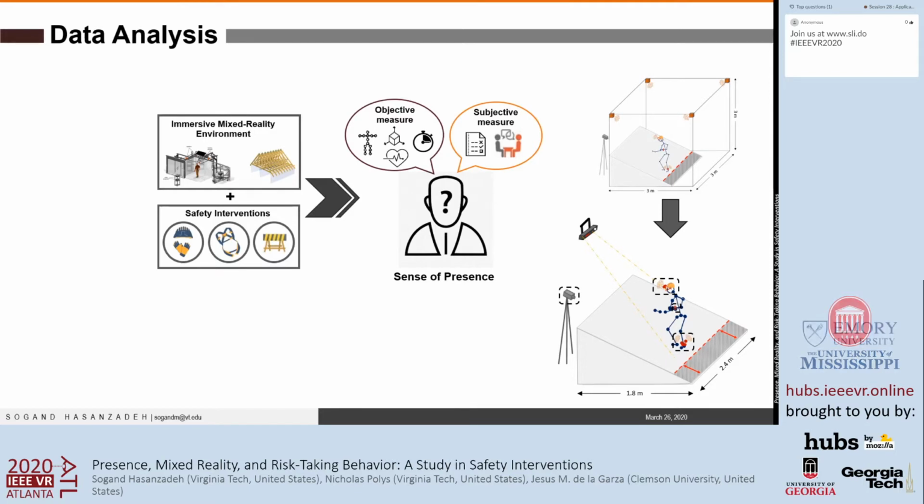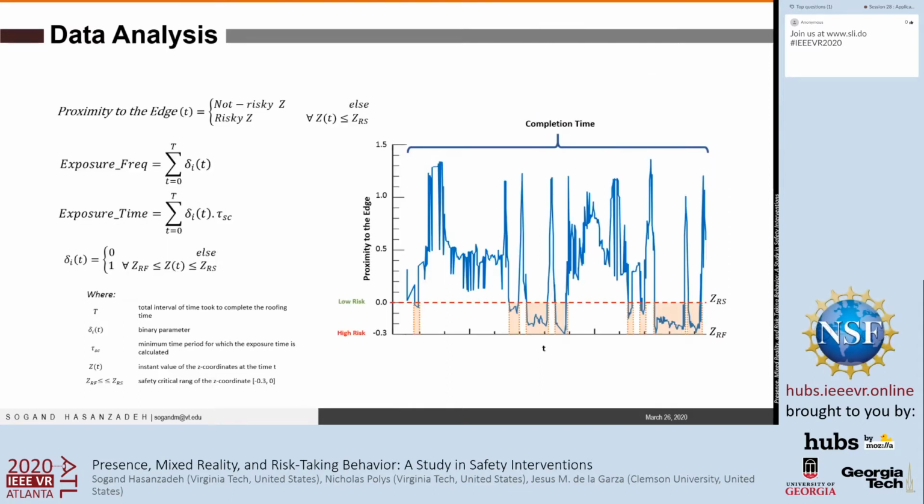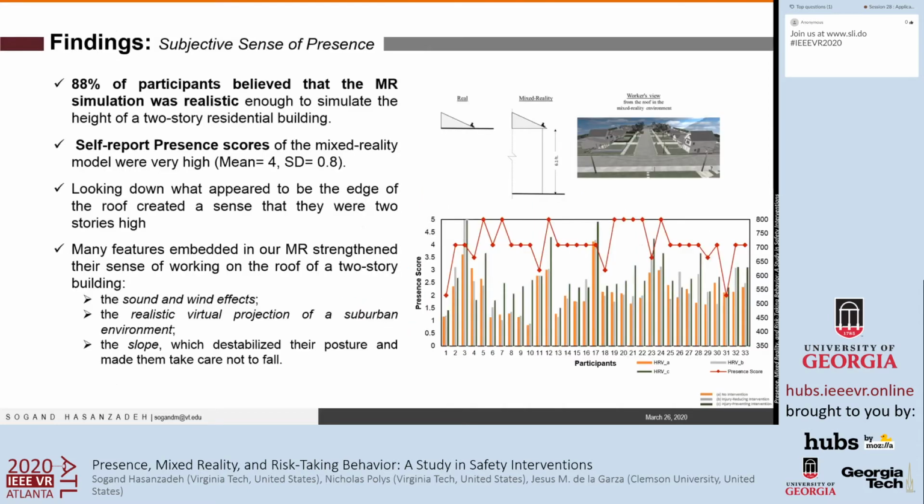We content analyzed the responses to examine whether the participants' changes in sense of presence relate to their behaviors, and then we double checked the subjective measure with the objective measure that we collected from the sensors, which I will discuss in the next slides. 30 centimeters to the edge was identified as the risky zone, and all the objective measures were collected when the participant stepped into the risky zone.